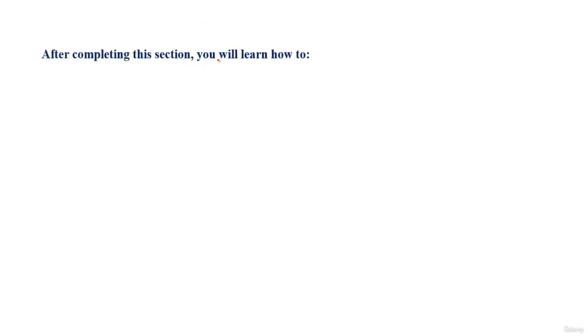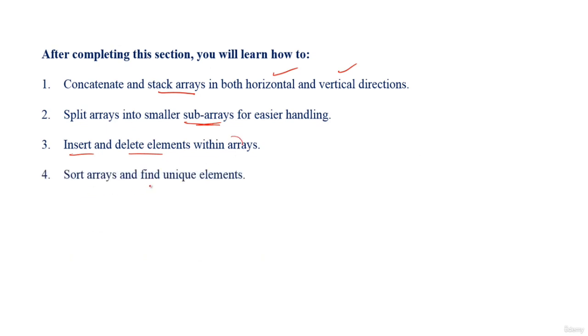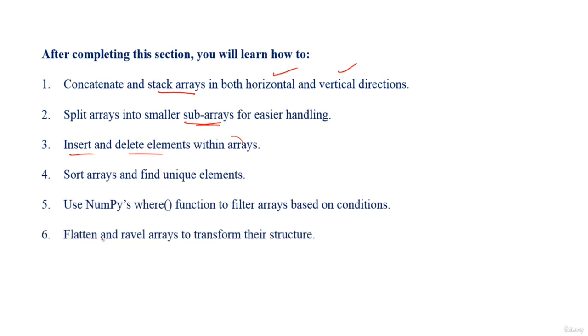So after completing this section you will learn how to concatenate and stack arrays in both horizontal and vertical directions, split arrays into smaller subarrays for easier handling, insert and delete elements within arrays, sort arrays and find unique elements, use NumPy's where function to filter arrays based on conditions, flatten and ravel arrays to transform their structure. So these are the different achievements you will get at the end of this section number 4.